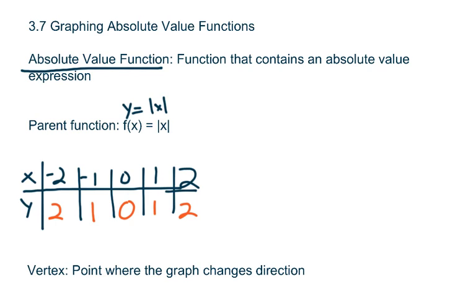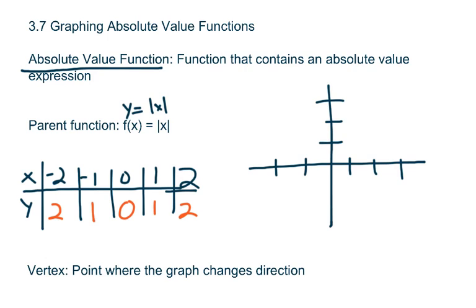All right, so we have our x and y values. So let's take a look at the graph of an absolute value function. Let's plot these points. We got 0, 0 is right here on the graph. 1, 1 is there. 2, 2 is there. -1, 1 is there. -2, 2 is there.